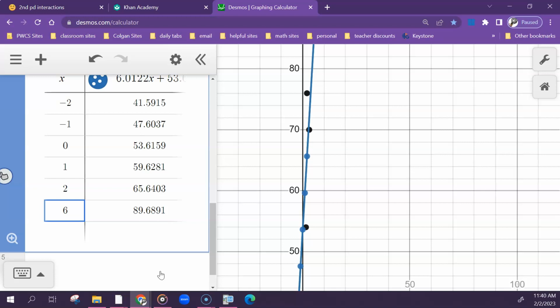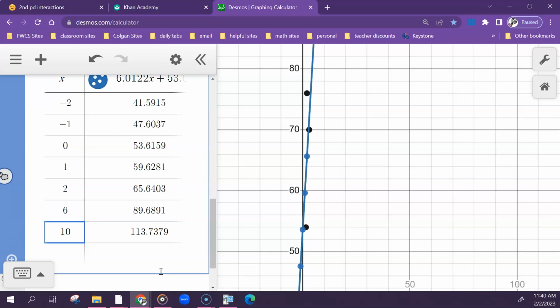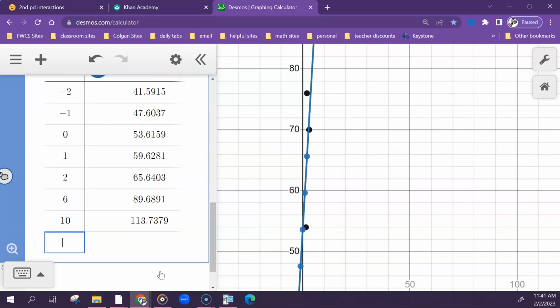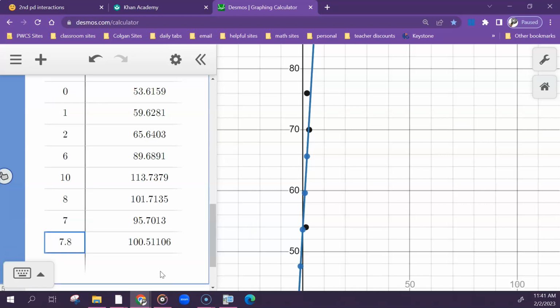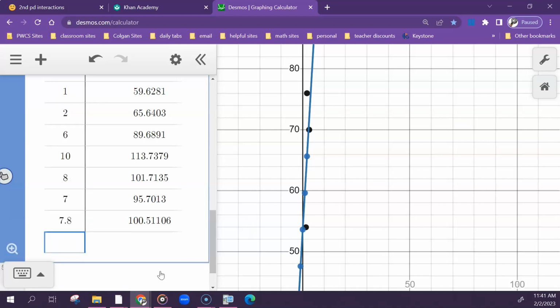To find the y value using this method, it's kind of like a guessing game, because you need this to be greater than 100, but you can't put in y values. So you have to start guessing. Maybe it's 10. Put that in, see if that's the answer you want. If not, go down, play with it. So we said 8, that's close. 7, 7.8, and so on and so forth. You would just kind of guess and play around with it like that. So that's one way to do that.